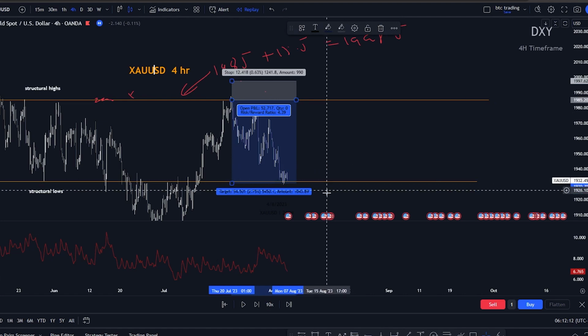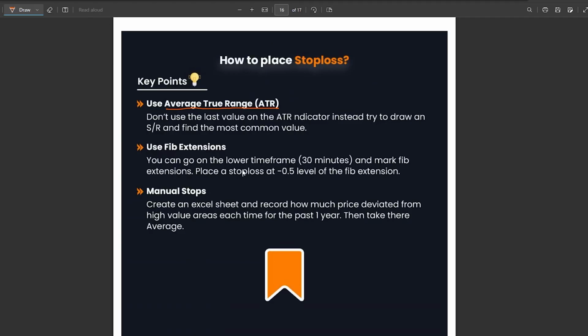I showed you how to place a stop loss with ATR, how to take a trade with turtle soup, and I hope the concepts were clear. Now we will look at how to place stop losses if we are not using ATR. So the second method of placing stop losses is by using Fib extensions.